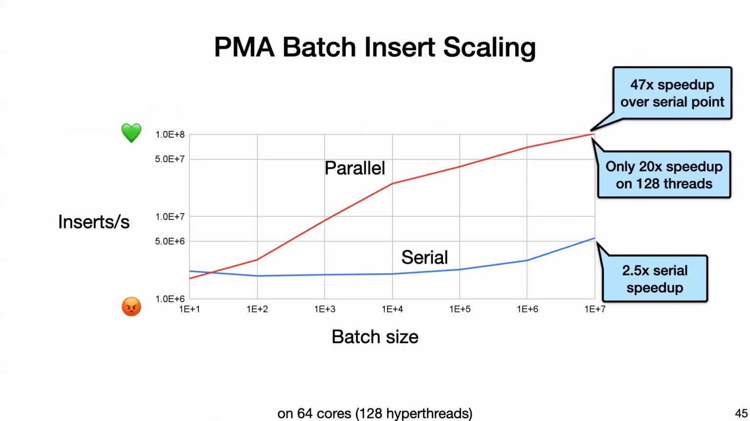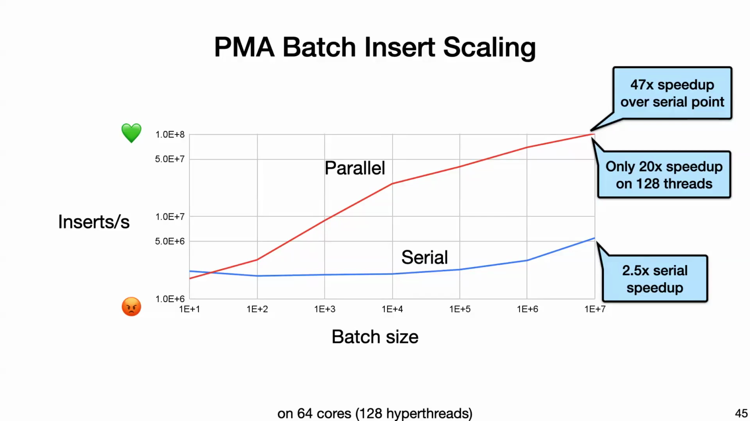So here's some data. For the batch inserts, the y-axis is insertion throughput, the serial line is here, which is blue, and the parallel line is here, which is red. And even on one thread, you can see, oh yeah, the x-axis is batch size, which is just the input. We saw a 2.5x speedup even on one thread because of this, you can save the work. And on 128 hyperthreads, we saw about a 47x speedup over the serial point, which is here.